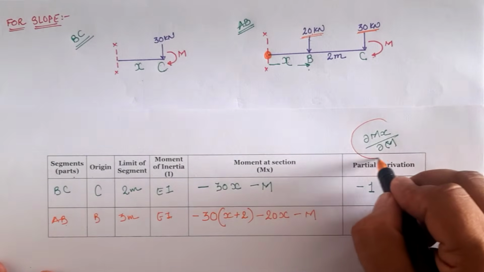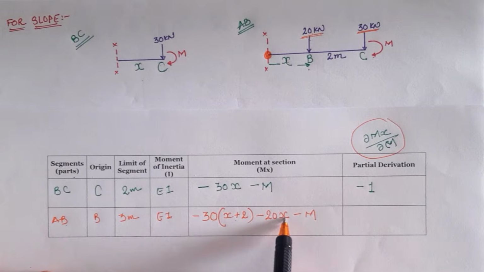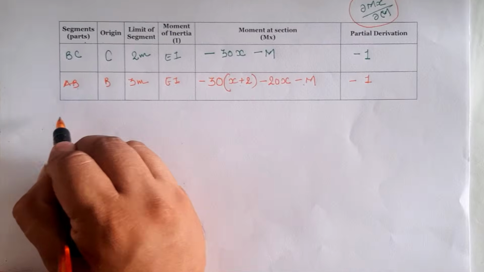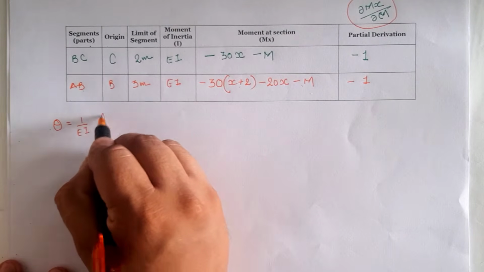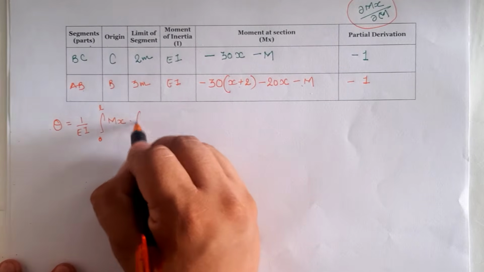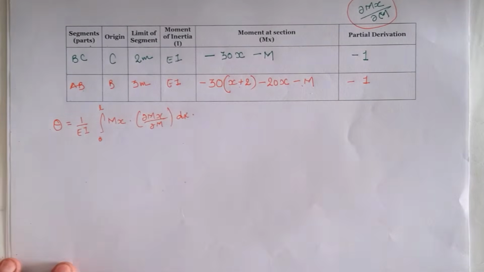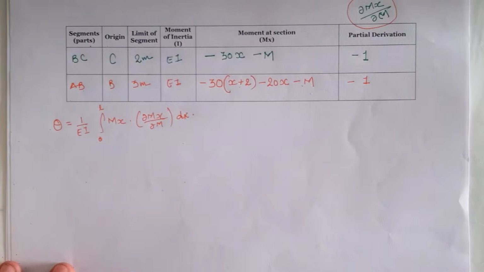Now the partial derivative with respect to moment of minus 30 into x plus 2 is 0, minus 20x is also 0, and minus M with respect to M is minus 1. Now going ahead with the calculation, our equation is theta equal to 1 by EI, integration from 0 to L over the entire span, of Mx into del Mx by del M dx. Now we have two segments, so according to the superposition theorem, we have to calculate theta for both terms and take the algebraic summation.